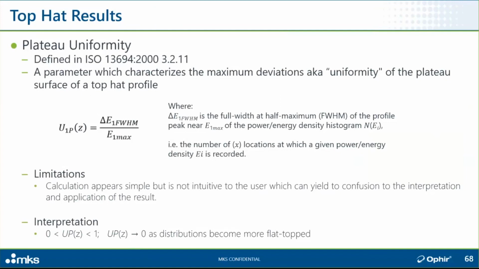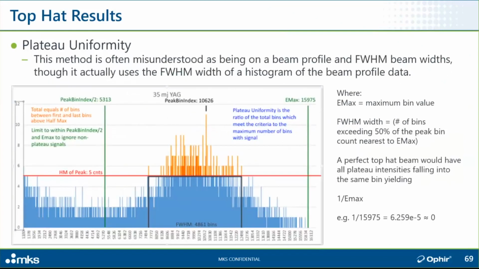Plateau uniformity characterizes the maximum deviations of the plateau. The result approaches 0 as distributions are more flat-topped. This result talks about a full width half max measurement. It says delta E sub full width half max is the full width half max of the profile peak. In this case, it is not actually talking about the raw beam data. It's not the profile that it's talking about. It's the profile peak near the maximum of the power energy density histogram. And that distinction is very important.